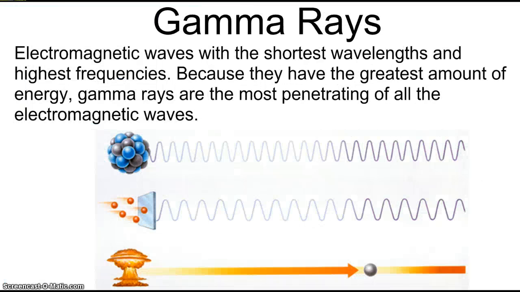Then there's gamma rays. Okay, gamma rays are the shortest wavelength and the highest frequency. Because they have the highest amount of energy, gamma rays are the most penetrating of all the EM waves. These are the most dangerous. They can kill cancer cells, but they can also kill other cells. So pretty dangerous to be around, gamma rays. But again, all of these frequencies come from the sun. Gamma rays are mostly shielded by our ozone layer, which is lucky for us.